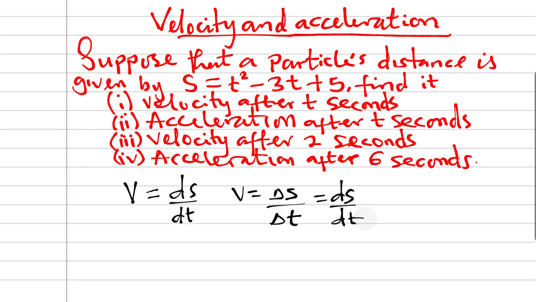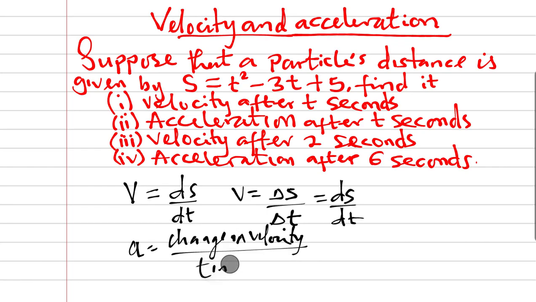Now if you want to get acceleration, you know acceleration is what? Change in velocity over change in time taken. So this will now give us dv dt. So what this means in essence is, if you want to get velocity, you will differentiate distance.